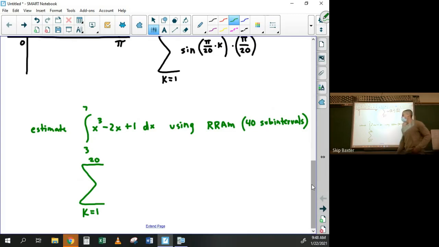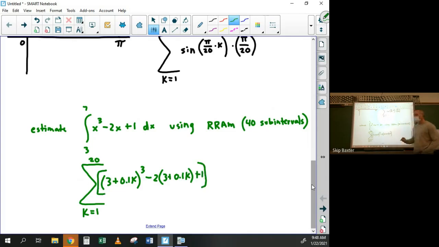1/10. Okay. So this is going to be, I want to start at 3, but I want to add 1/10 each time, right? So it's going to be 3 plus 0.1k cubed minus 2 times 3 plus 0.1k plus 1. That's like the height of the rectangle each time. Does everyone agree with that? So the first time around, I'm going to evaluate this function at 3.1. Second time around, I'm going to evaluate this function at 3.2. Third time around, I'm going to evaluate it at 3.3, and so on.